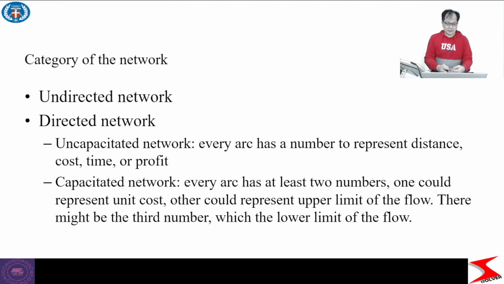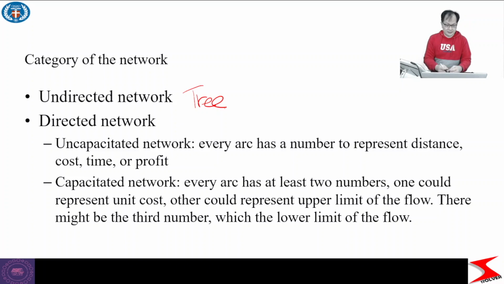There are two categories of the network. One is the undirected network. For its application, sometimes we use the tree application. Later on, I will talk about the minimum spanning tree as an undirected network. Directed network has two kinds of network. One is the uncapacitated network. Every arc has a number to represent distance, cost, time, or profit.